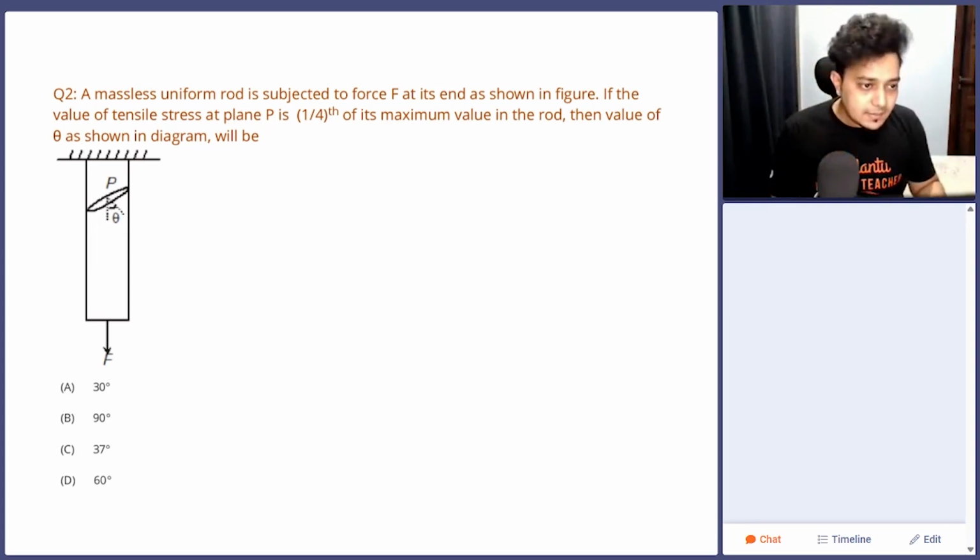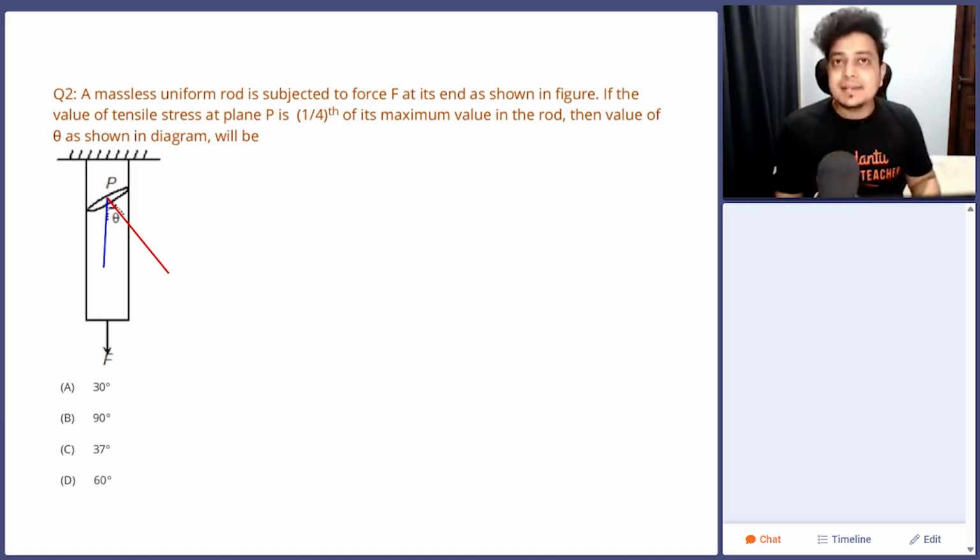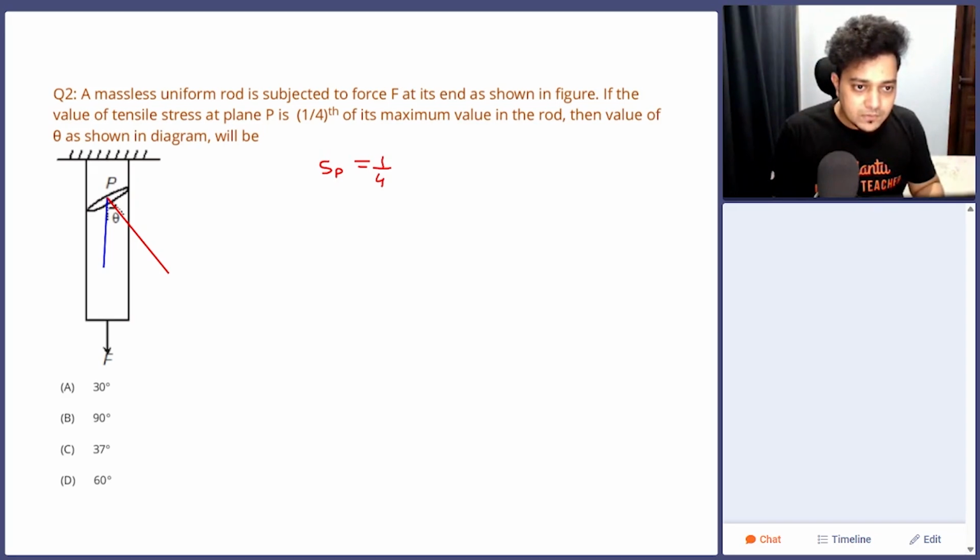So here you can see that the question has originally this diagram. Okay, they have mentioned theta. This is vertical line just for the reference, and this is another line. This line indicates area vector, area vector of the plane P. So if the stress here is 1/4 of the maximum stress, so stress at point P is equal to 1/4 of the maximum stress.